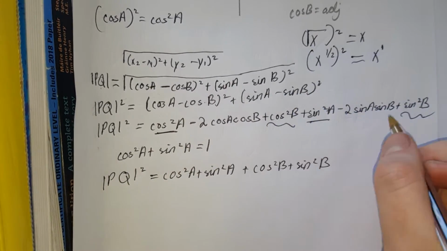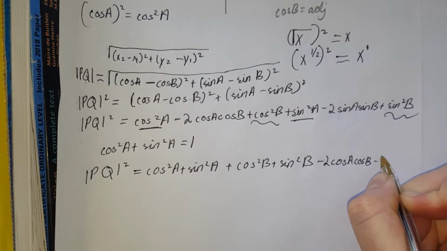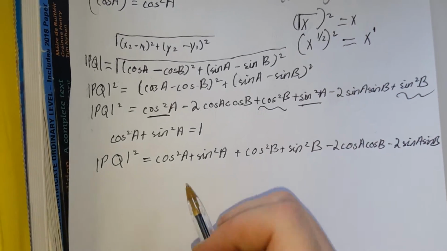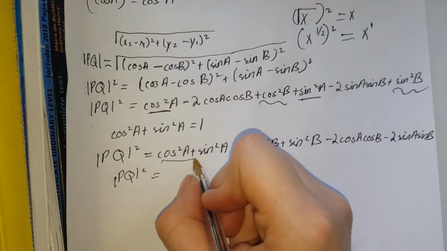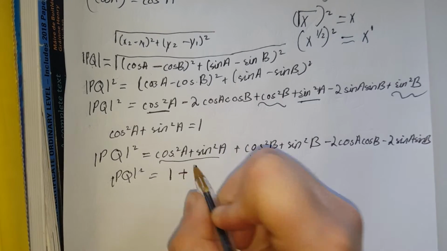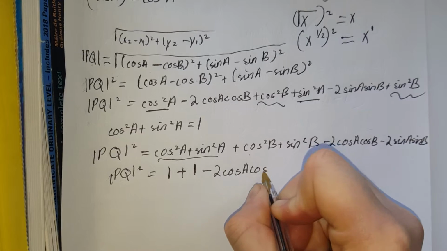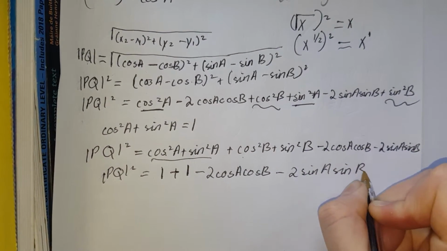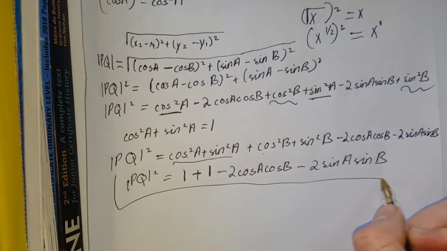And we can put the other two at the end. So minus 2 cos A cos B minus 2 sin A sin B. Now if we tidy this up again, cos squared A plus sin squared A is going to equal 1. Cos squared B plus sin squared B is also going to equal 1. And then we put minus 2 cos A cos B minus 2 sin A sin B. So now we have PQ squared in a given format.